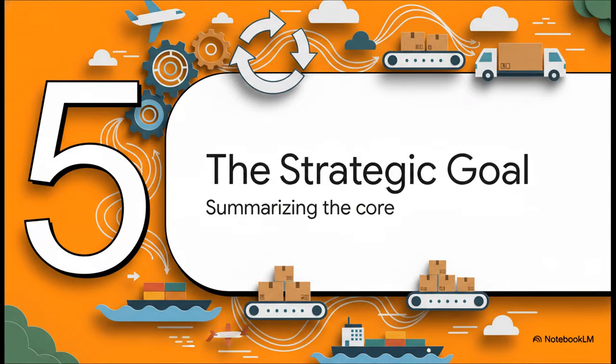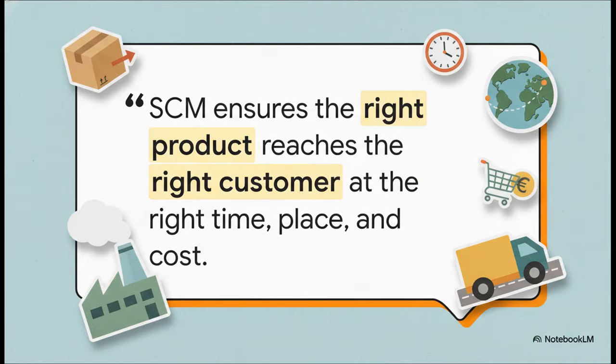To bring our discussion to a close, let's just take a moment to summarize the ultimate strategic goal of everything we've talked about. This statement really says it all, doesn't it? The key objective, the primary mission of any supply chain is to perfectly execute those 5 rights we discussed: getting the right product to the right customer at the right time, in the right place, and for the right cost.